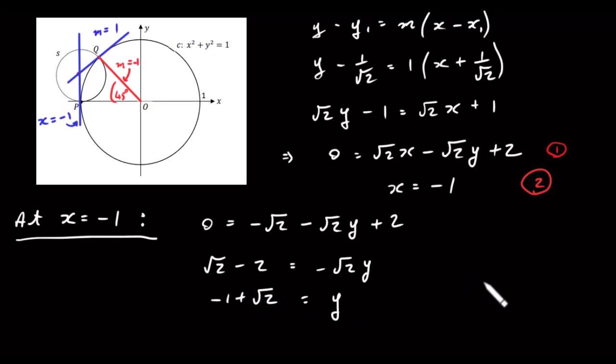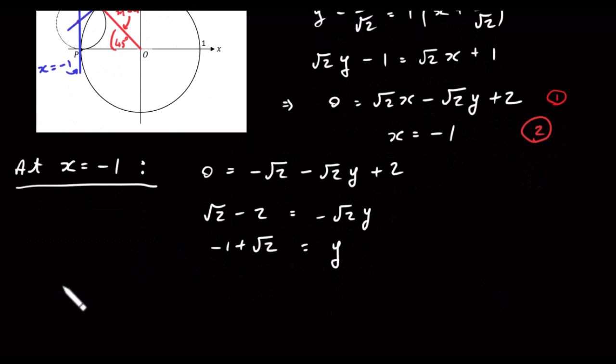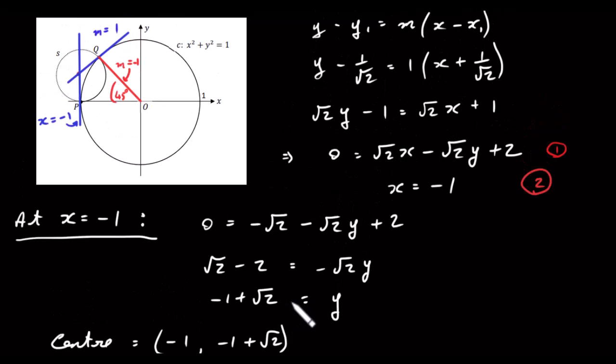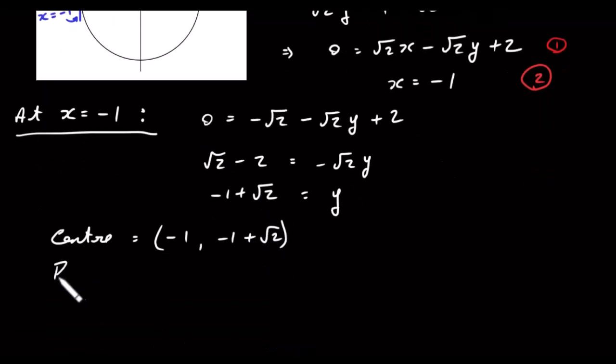So that just means that the center is going to be x is -1 and y is -1 plus root 2. Now, the y value here is simply the radius, since the center is this distance above the x-axis. So our radius is -1 plus root 2. And that's it for this question.